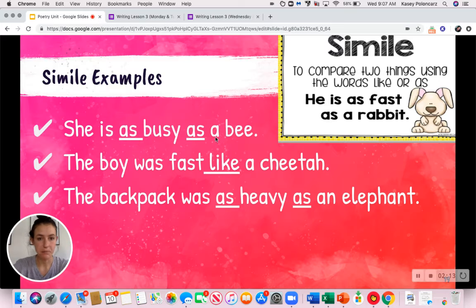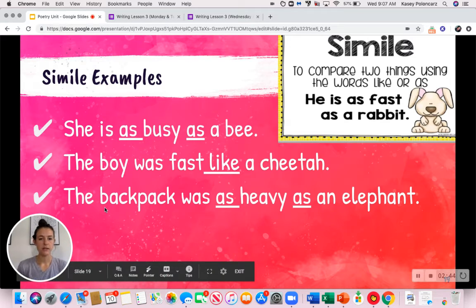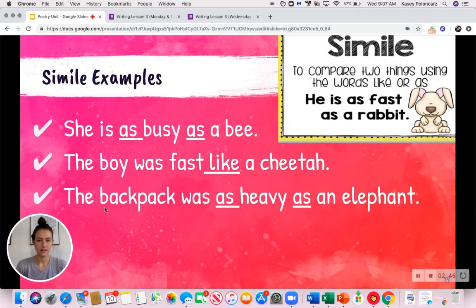So we're going to do some examples. She is as busy as a bee. Is she really a bee? Am I really a bee? No. But I'm being busy like a bee because bees work really, really hard. So I'm comparing two things, and I'm using the words like or as. The boy was fast like a cheetah. So maybe he's running really fast. So I'm comparing a boy's running to a cheetah. So he's going really fast. And in this one, I'm using the word like. So that's a simile.